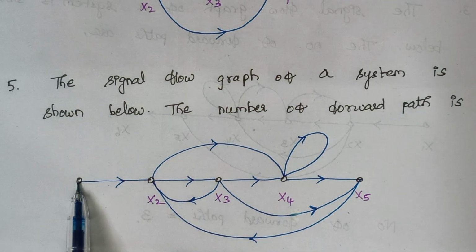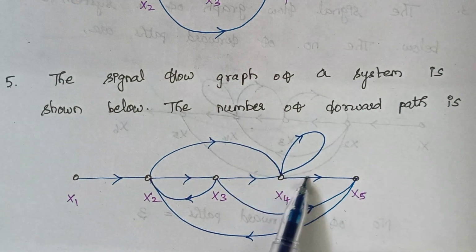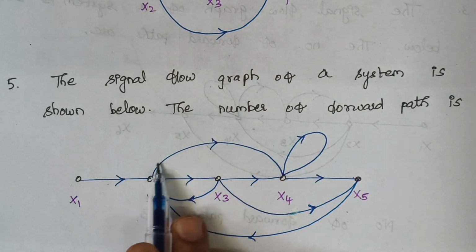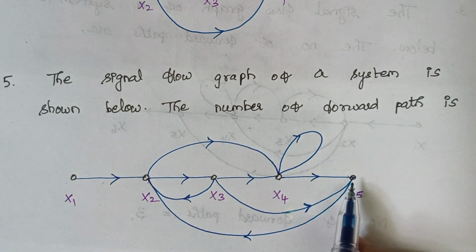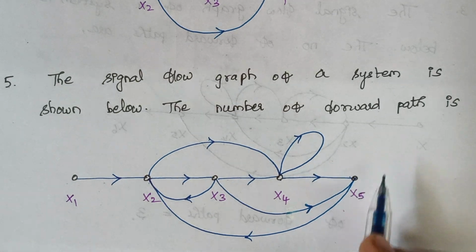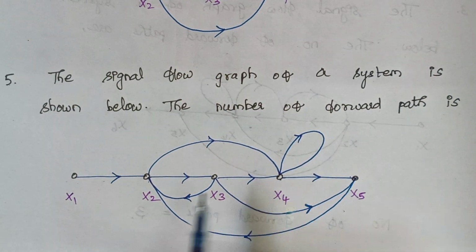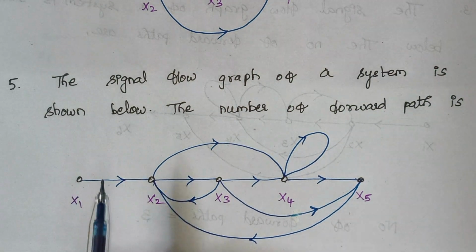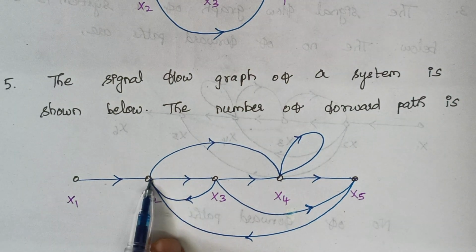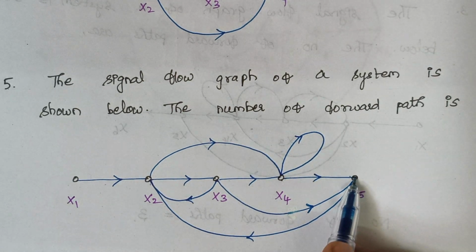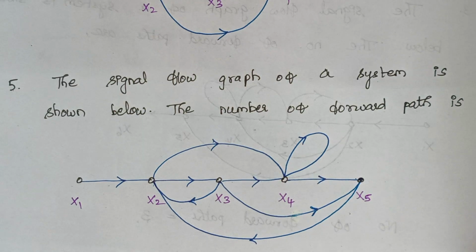Then you see, this forms our second forward path. It starts at x1, travels to x2, reaches x4 and finally x5. Then when you note carefully, the third forward path starts at x1, reaches x2, reaches x3 and finally reaches x5. So totally, how many forward paths for this signal flow graph? This signal flow graph has 3 forward paths.